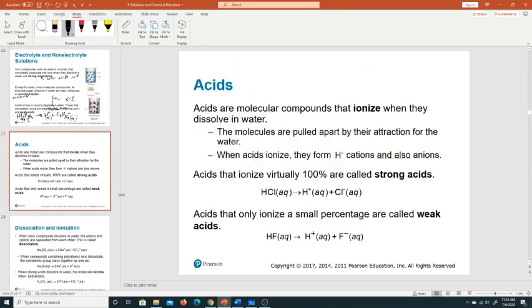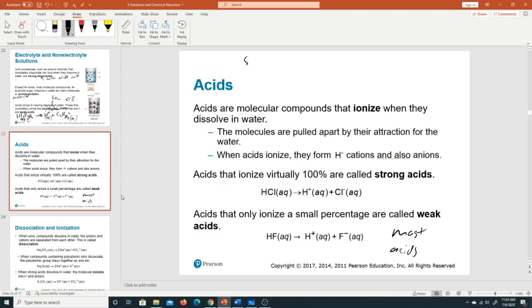So acids ionize in water to make H plus and Cl minus. Strong acids do this a lot. Weak acids will ionize only a little bit. So it turns out most acids are weak. There are actually very few strong acids.